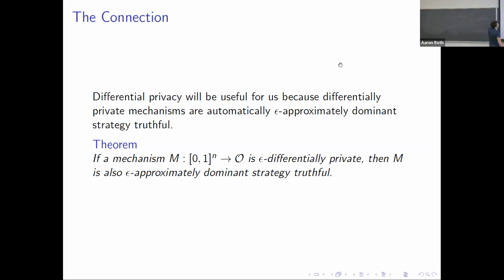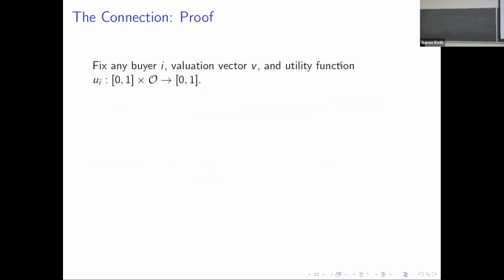So here's the theorem we're going to note. It's going to be relatively immediate. It's that if I've got a mechanism, really of any sort, that maps bids to arbitrary outcome spaces, and the mechanism happens to be epsilon differentially private, then it's also epsilon approximately dominant strategy truthful. Okay. So how come? Let's go through it.